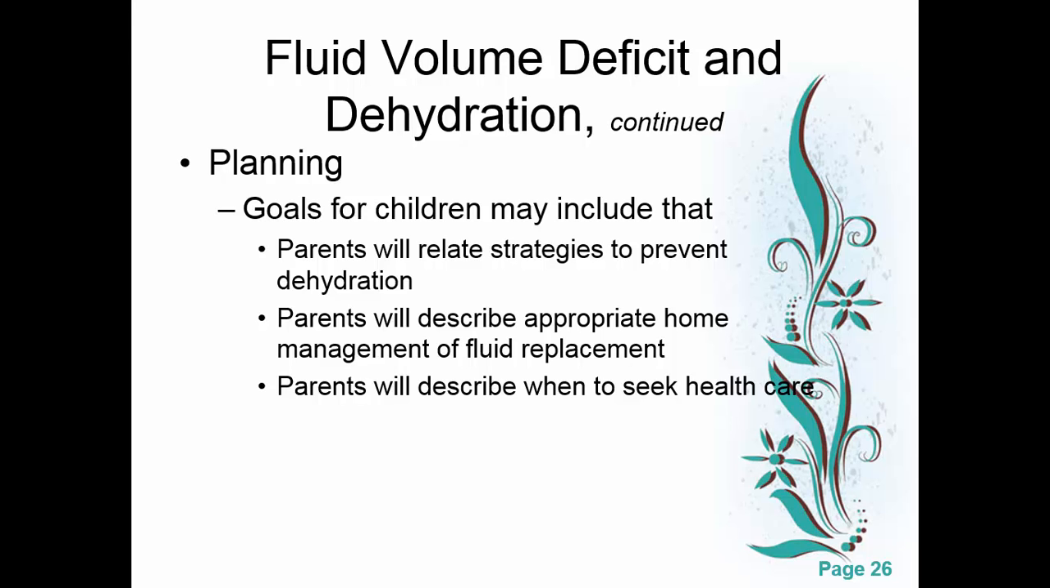Goals for children may include that the parents will relate strategies to prevent dehydration. Parents will describe appropriate home management of fluid replacement for vomiting and diarrhea. And that's again like we talked about with the small amounts of fluid every 10 to 15 minutes. And that is recommended by pediatricians as well. Parents will describe when to seek health care if the child's condition worsens instead of improving.